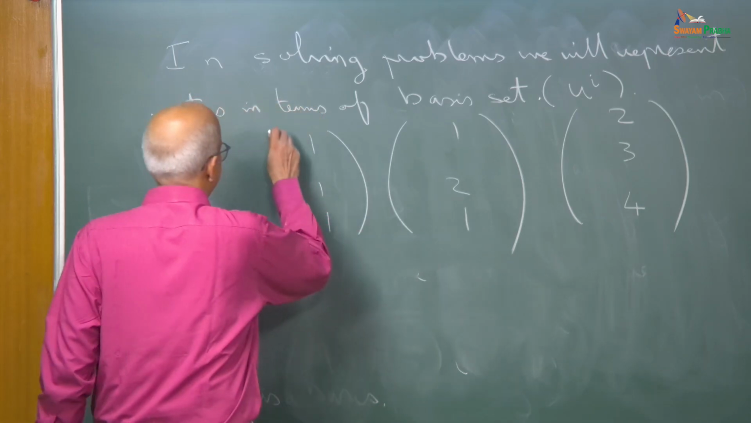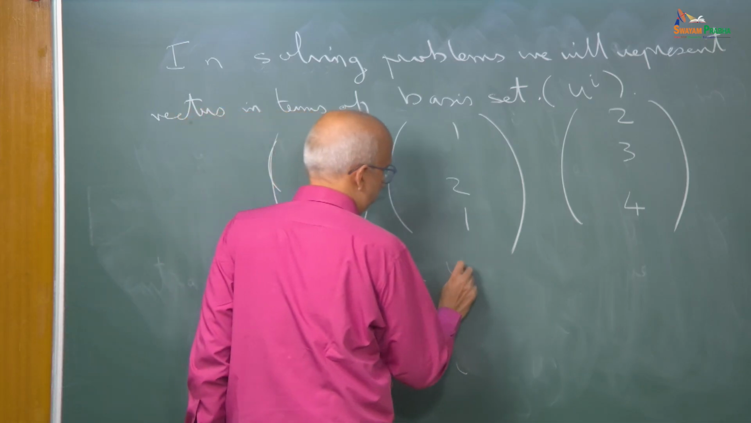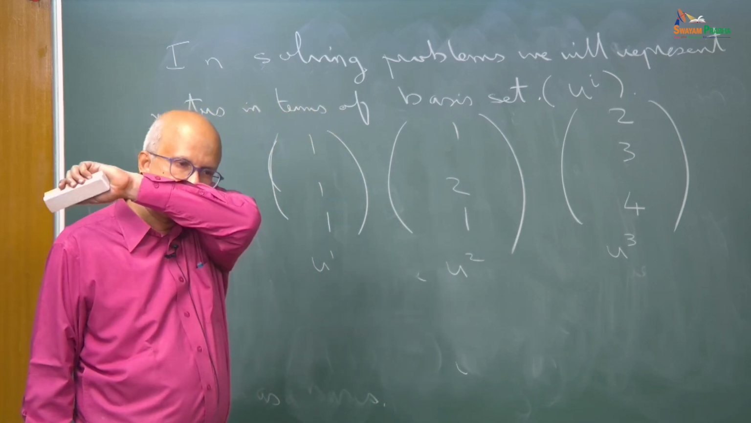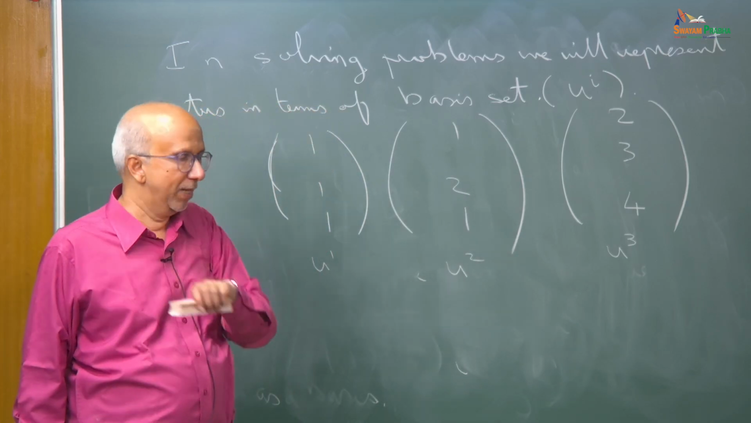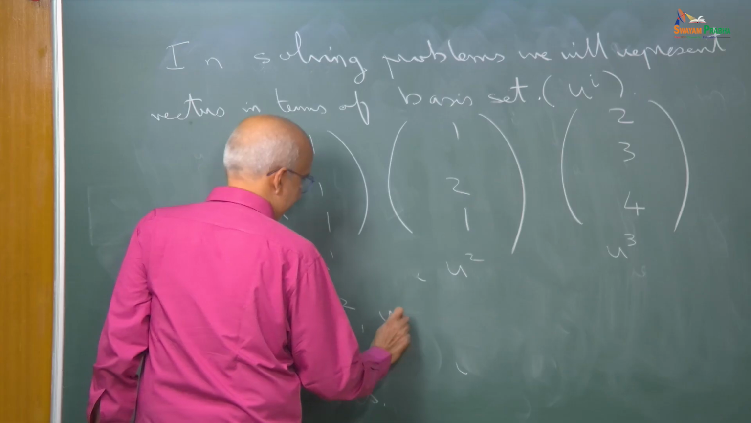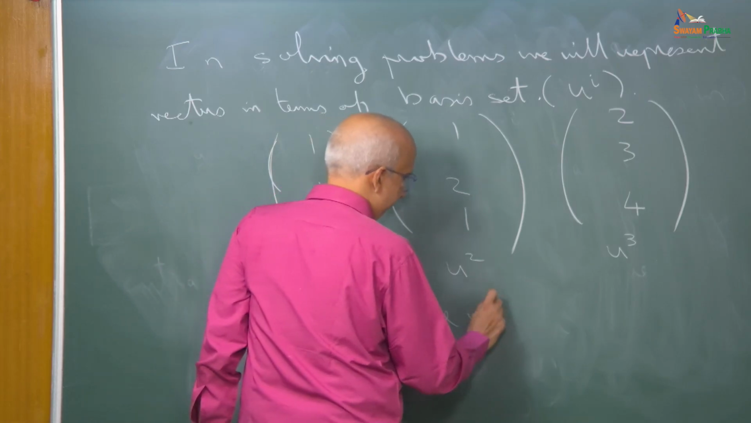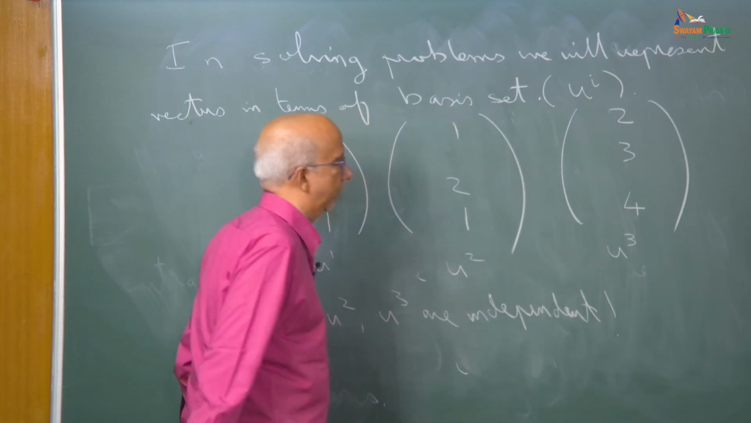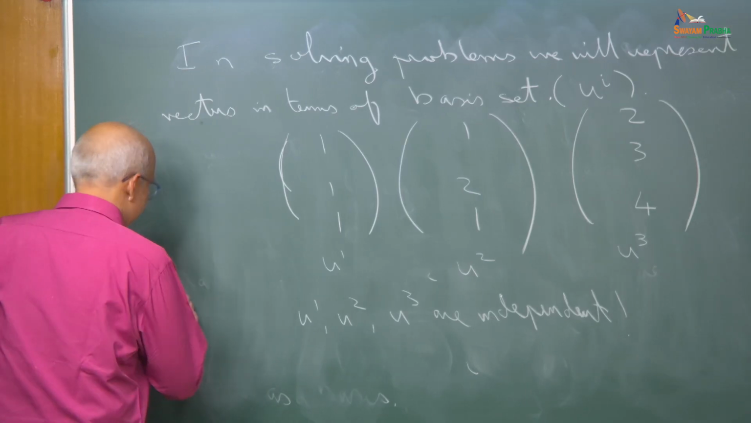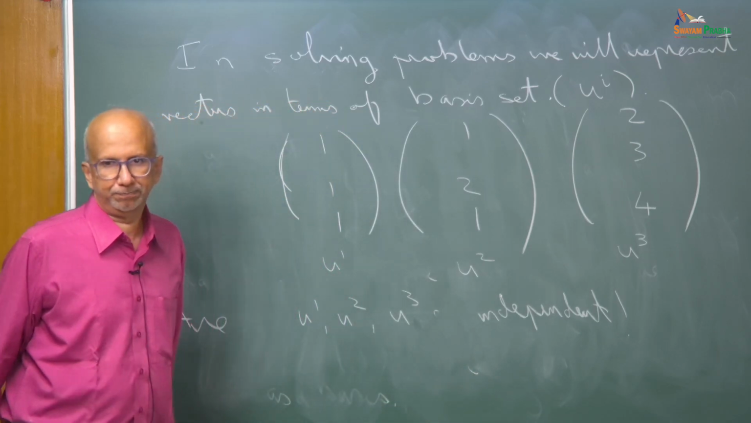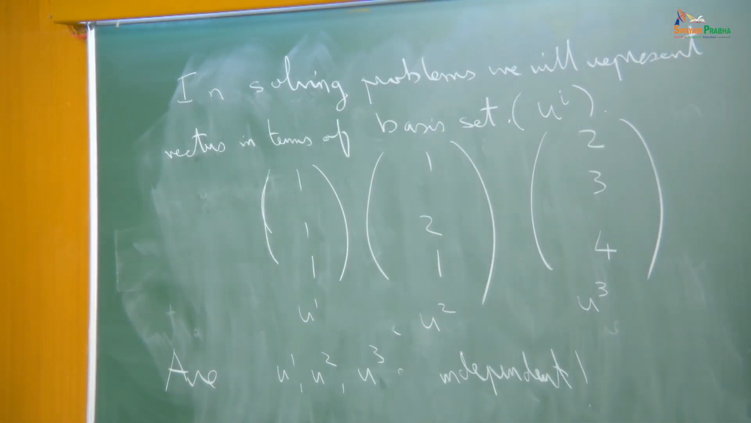So, let me call these u1, u2, u3. Okay. And you can check that u1, u2, u3 are independent. Okay, first I am going to ask you, are u1, u2, u3 independent? First question. So, how do you check that? You have to find this thing.